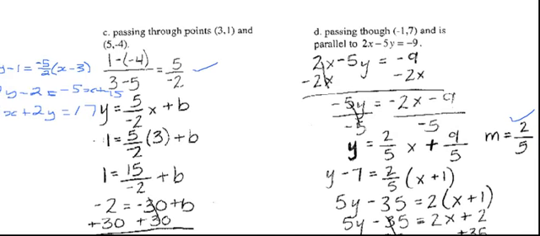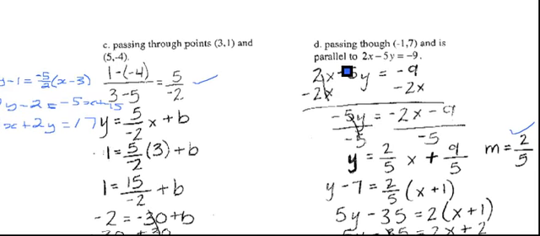Lastly, this last question, you had to find the slope, and because it's parallel, it's the same slope as the line that we already had. If it was perpendicular, then we would have to take the reciprocal of this and change the sign. So we would use negative 5 over 2.